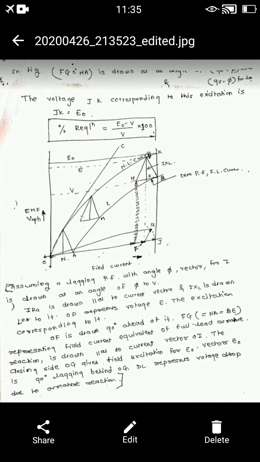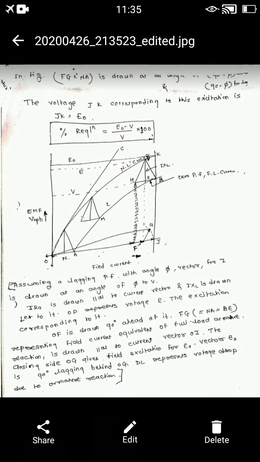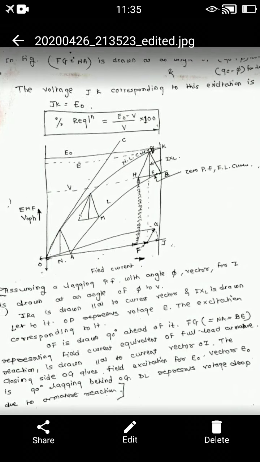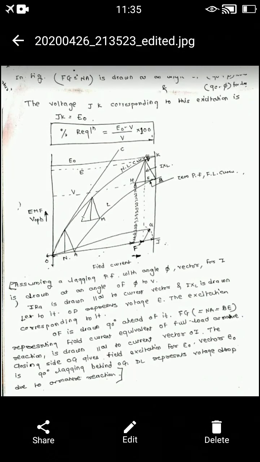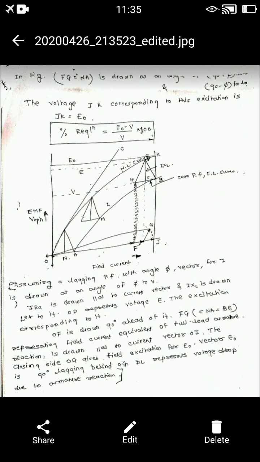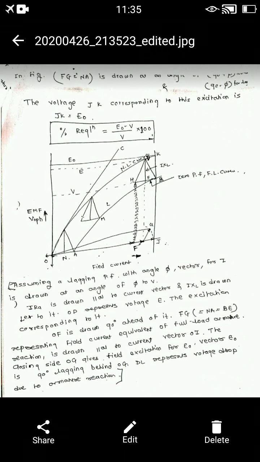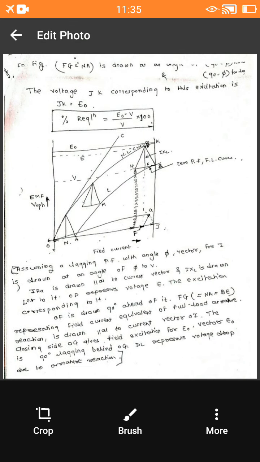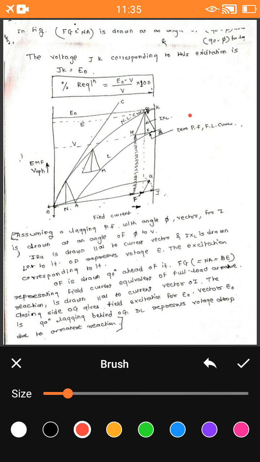In the figure, FG equal to NA is drawn at an angle of 90 plus theta or 90 minus theta. As we know, 90 plus theta is for a lagging power factor, and 90 minus theta is for a leading power factor. The voltage JK represents the excitation, so JK will show you the value of EA.